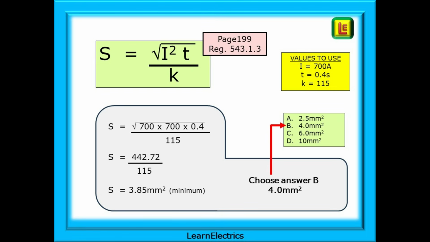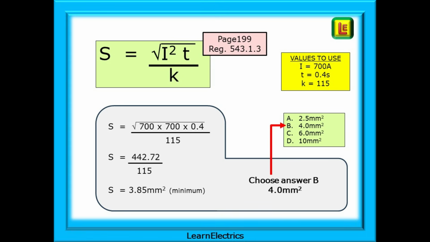Here we are on page 199, and there is the formula that we will use. All the values that we need have been provided in the yellow box. We just need to plug them into the formula and press a few buttons. And I squared is just I times I. So, calculate 700 multiplied by 700 multiplied by 0.4 first, and then square root that answer. That will give us 442.72 for the top line.